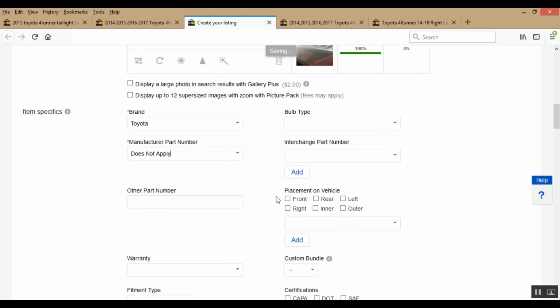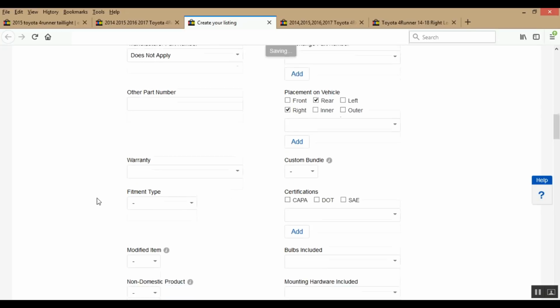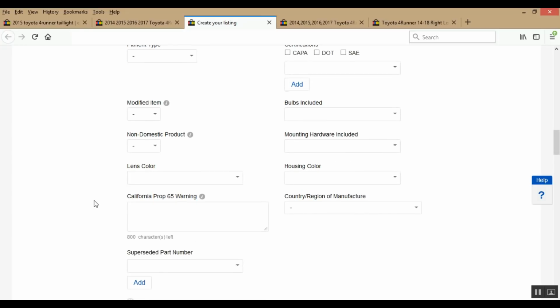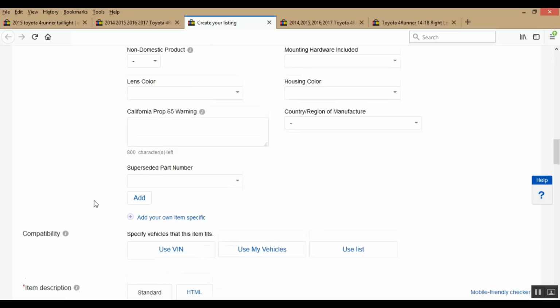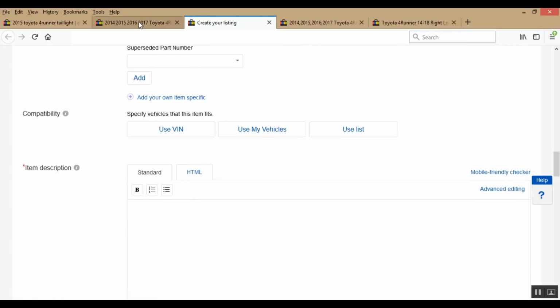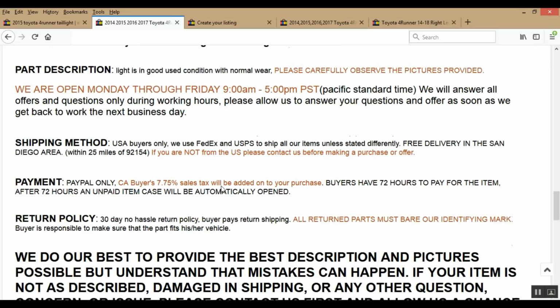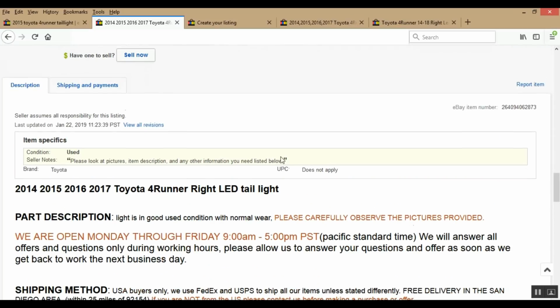Placement on vehicle, I'll go ahead and do it. It's the rear right side. All right, I'm not going to mess with that. I'm not really going to mess with any more of this stuff here. Okay, item description. Now let's see what they wrote on theirs. Okay, theirs is huge. Look at that. Most of their description is about return policy and all that kind of stuff. I don't mess with that. Really, this is the description of theirs.